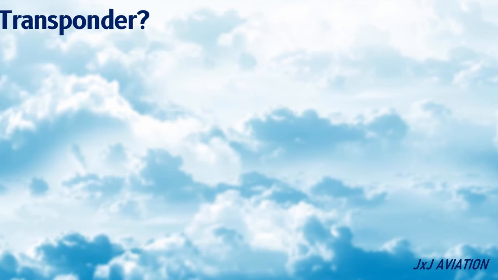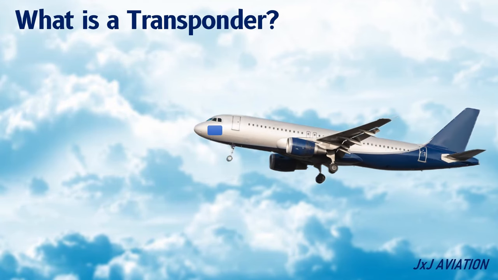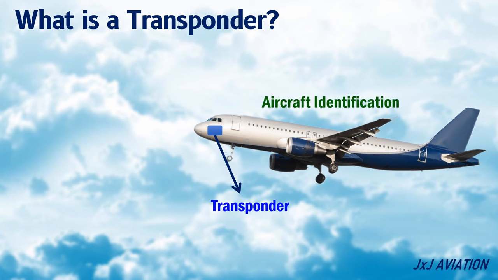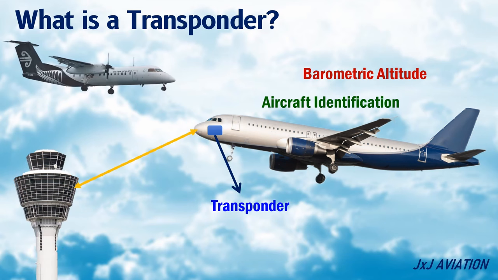What is a transponder? A transponder is an electronic unit, installed on an aircraft, which sends information such as the aircraft identification and barometric altitude to ground stations and to other aircraft. The information sent to the ground is used to determine the position of the aircraft. And the information sent to other aircraft is used for the traffic alert and collision avoidance system, or TCAS.